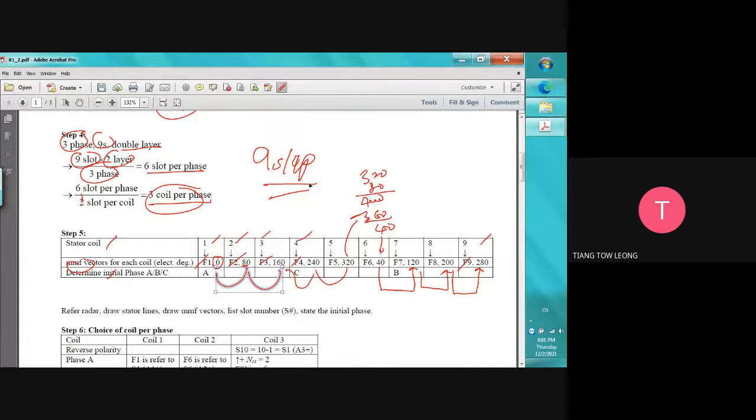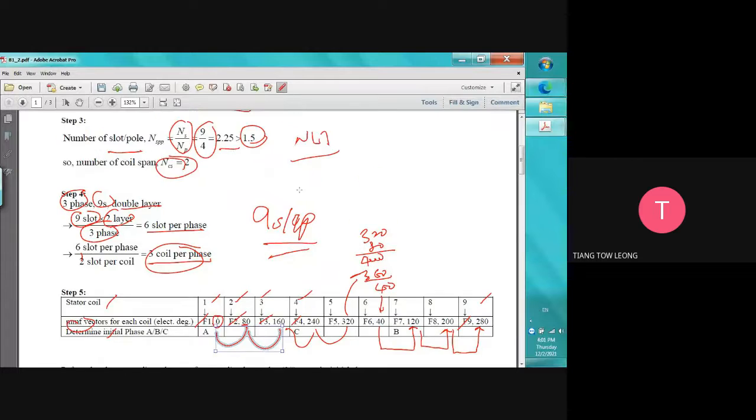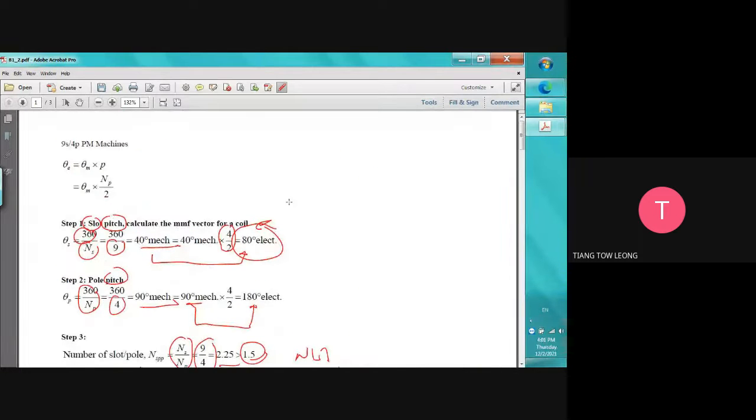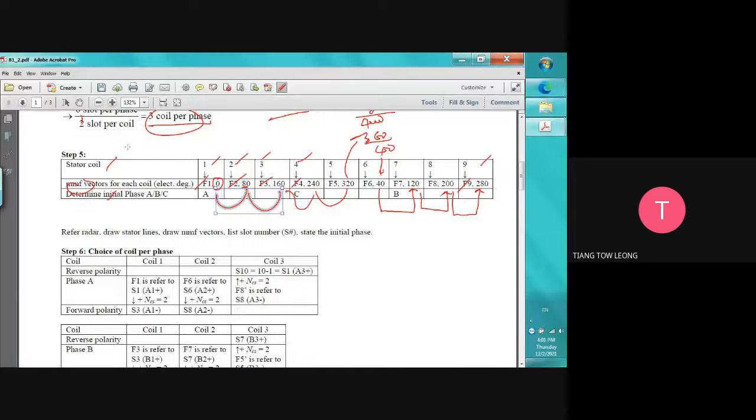So this is all the values of the electrical degree, whereby we only need to get this value to do the summation, and also the starting point value. After that, we need to determine where is the initial phase. So usually from the start here go to the back. First, we need to see the 0 first. Where is 0? 0 is here.